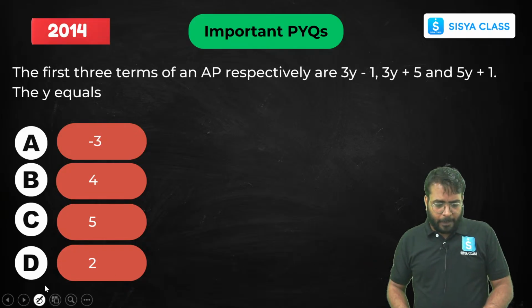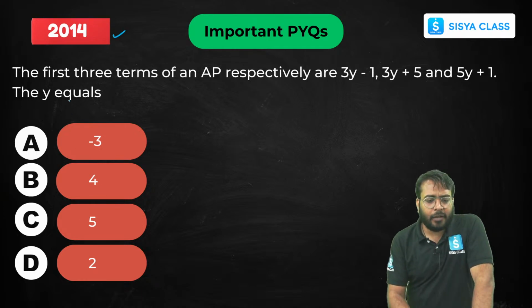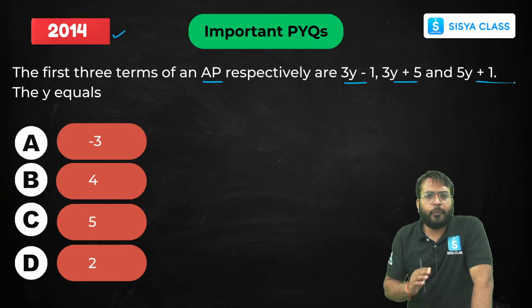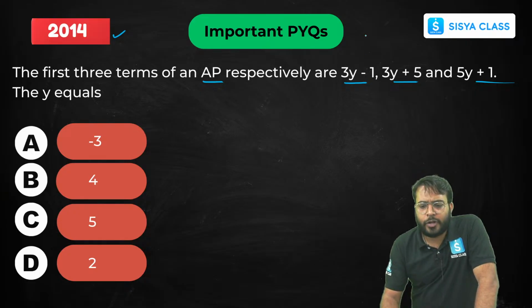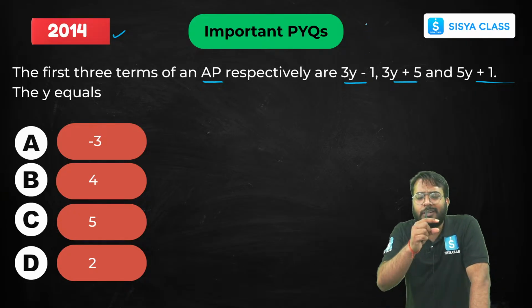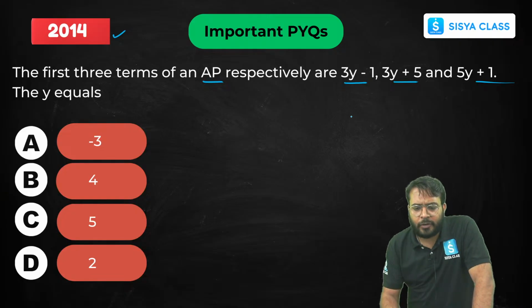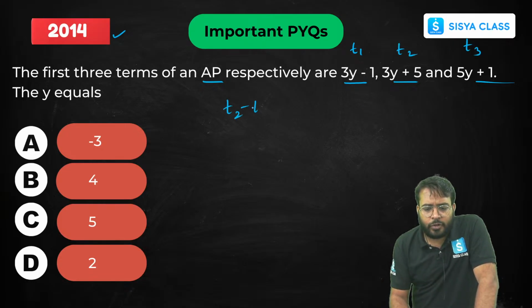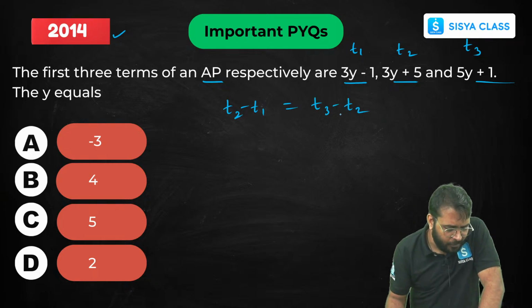Now the 2014 question. What they are saying: the first three terms of an AP are these. Find out the value of y. Beta, if a sequence is in AP, then definitely its common difference is going to be the same. Sir, this is my first term, it's my second term, it's my third term. So that means whatever T2 minus T1 comes will be the same as T3 minus T2. Yes or no? They are going to be the same.